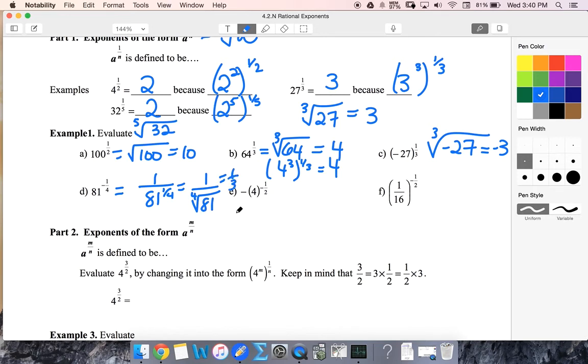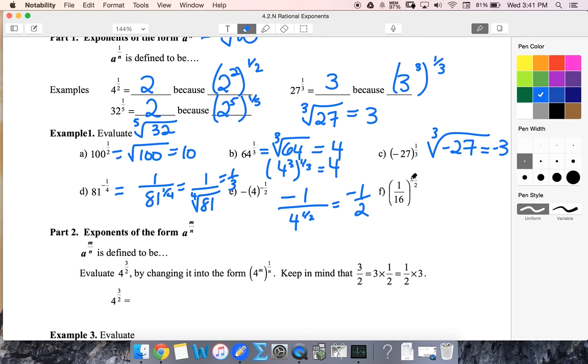1/3. Negative is on the outside, negative in the exponent. So negative on the outside stays there. This exponent being negative takes it to the denominator. 4 to the 1/2, that's the square root of 4, negative 1/2.